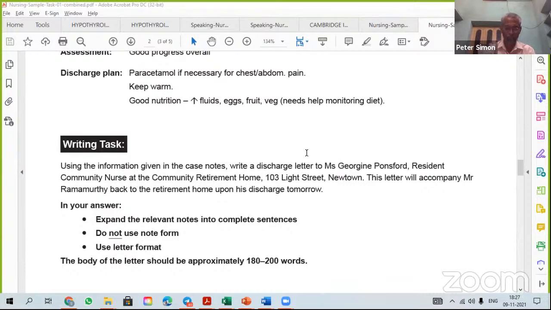So this is all about the case notes, and we are going to start writing this letter.